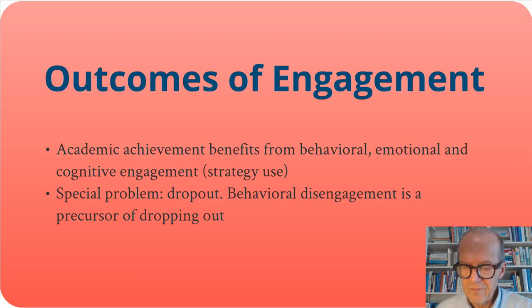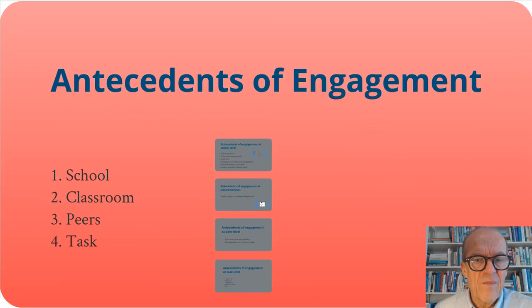Okay. Then some comments on antecedents of engagement, and then we have a look at the school level. So what does the school do to help students to be engaged? What does the classroom do to help students to be engaged or disengaged? What do the peers do, and what does the task do? And the classroom is, of course, the teacher as well as the classroom conditions. So first, the school.